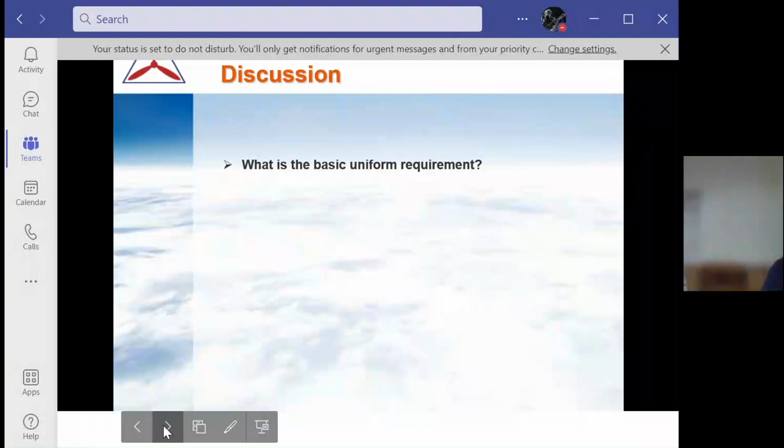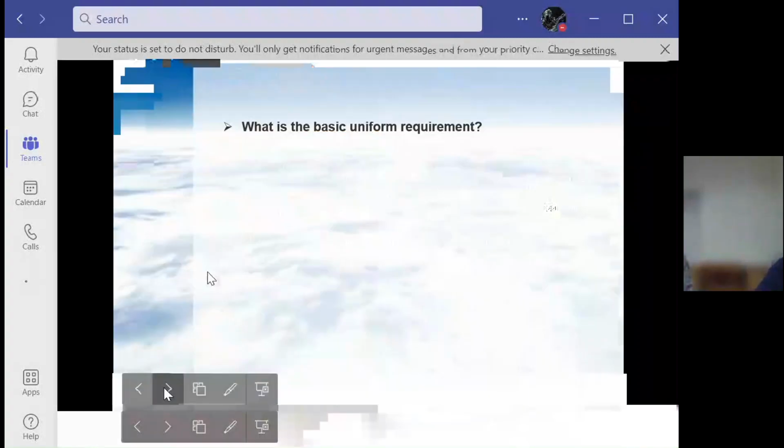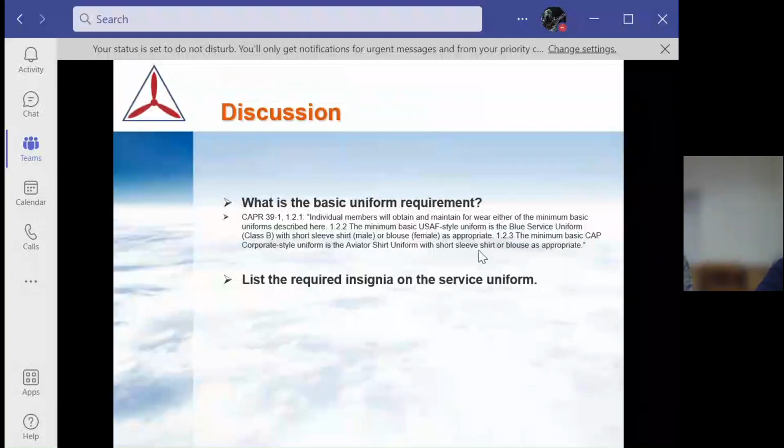That's optional. Or blouse as appropriate. The third sentence, minimum basic cap corporate uniform is the aviator shirt uniform with short sleeve shirt or blouse as appropriate.